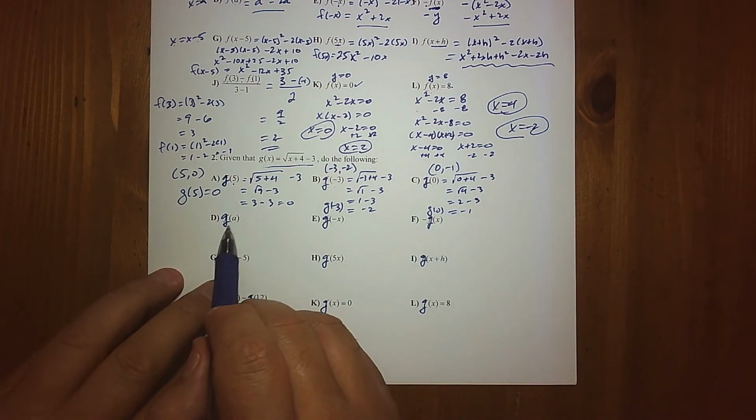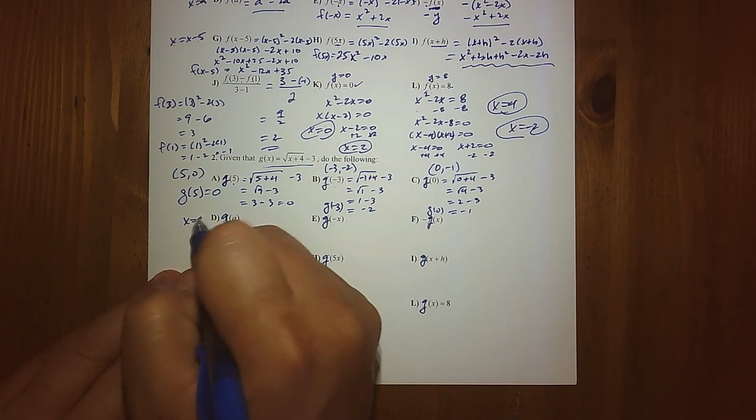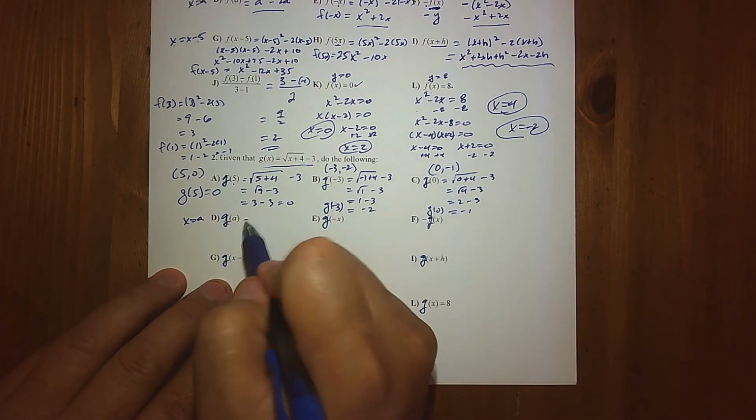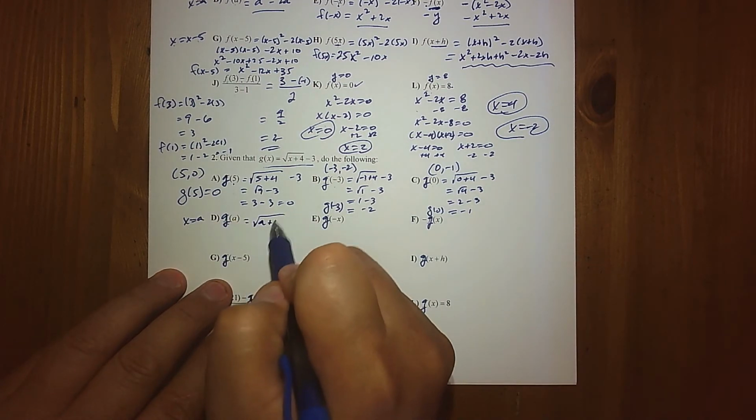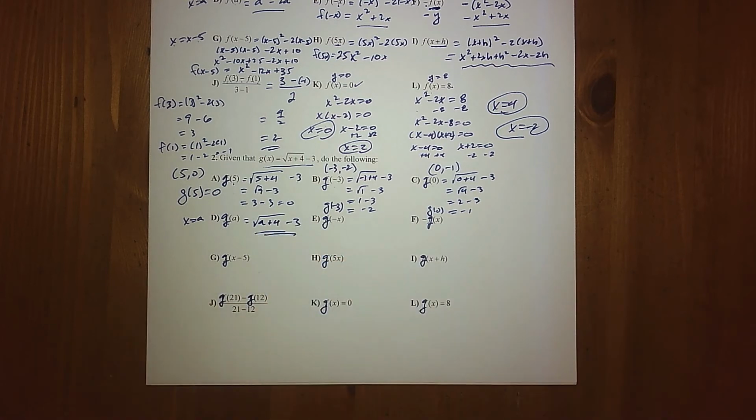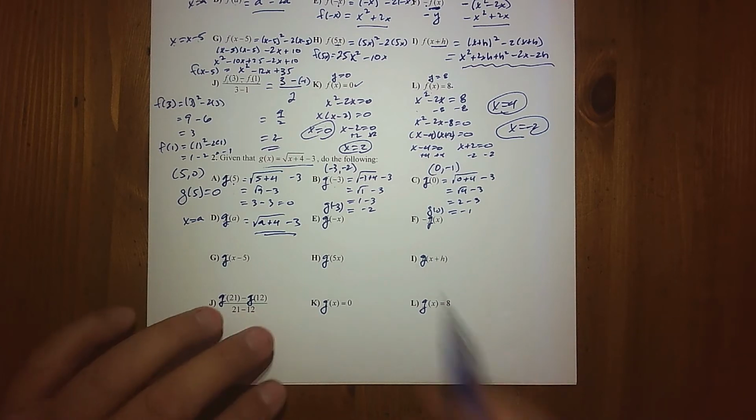Getting a little stranger, g of a. Well, again, all we're doing is replacing the x with a. So go to my function, make that replacement, and that's all I can do with that. That's just a plus the square root of a plus 4, take away 3. So not much going on there.